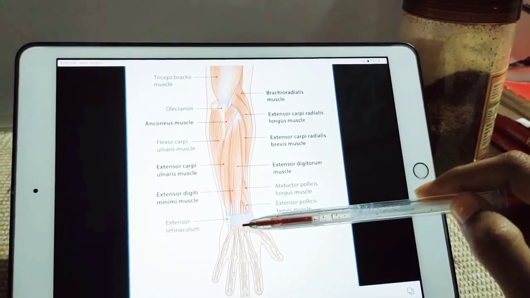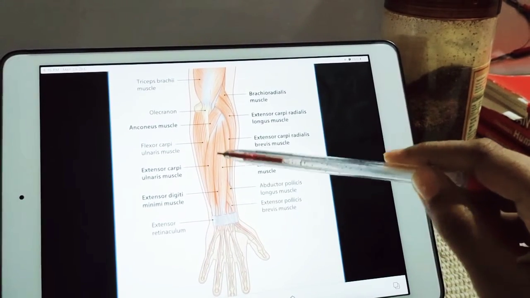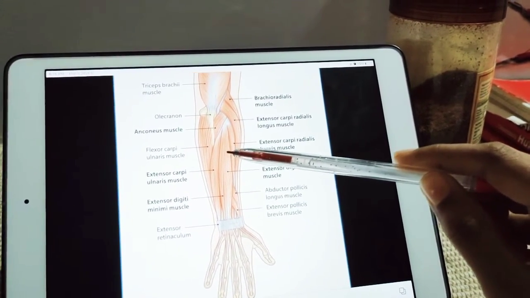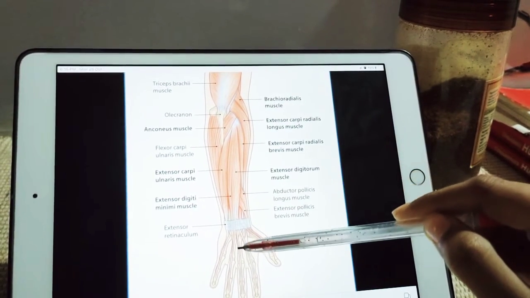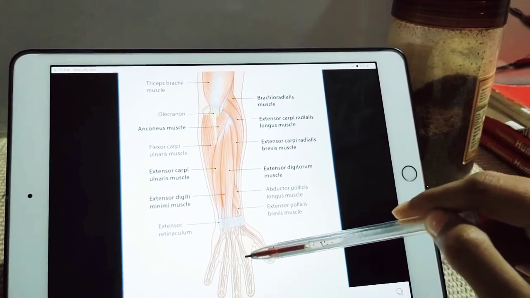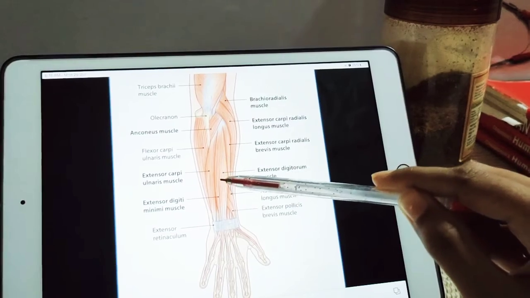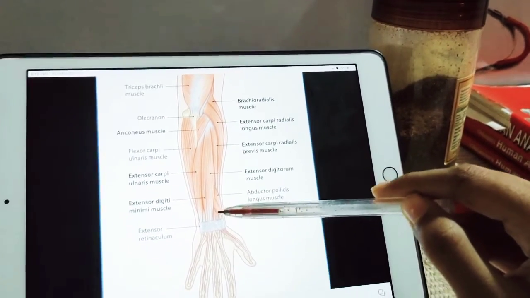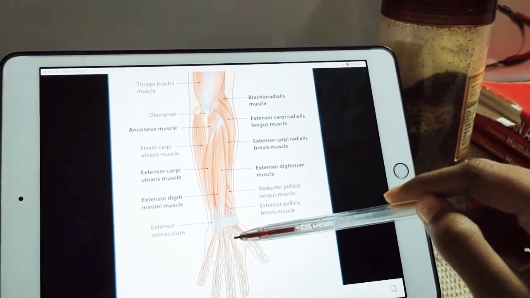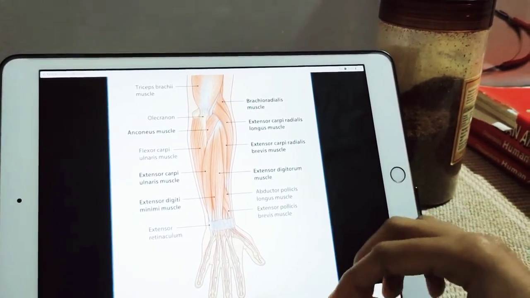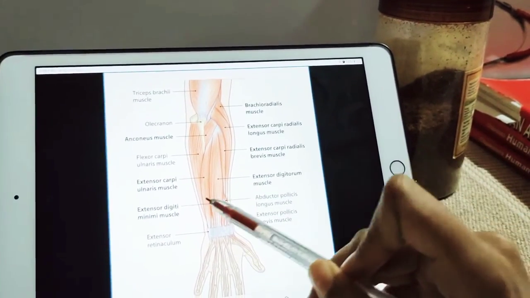Okay. Next, coming to the extensor digitorum muscle. Okay, you can see this one. This is the extensor digitorum muscle. It is also getting its origin from the lateral epicondyle of humerus, getting inserted into the base of the middle phalanx of the second to fifth digit. So from the second to fifth digit, all the bases give attachment to your extensor digitorum muscle. It is also supplied by the deep branch of the radial nerve, and it extends your fingers like this. Extends your fingers.